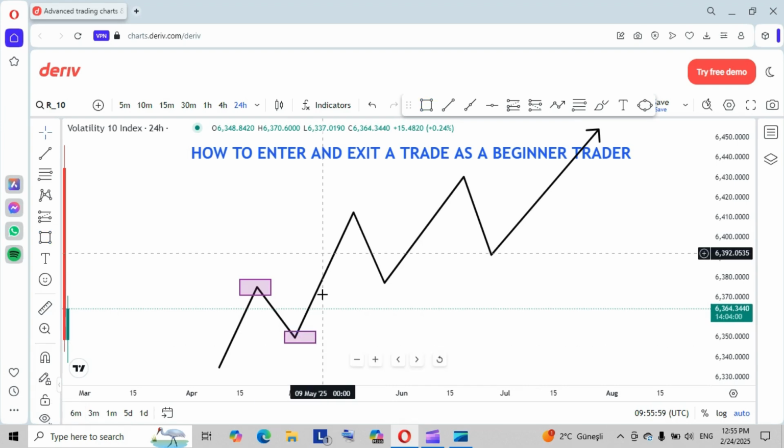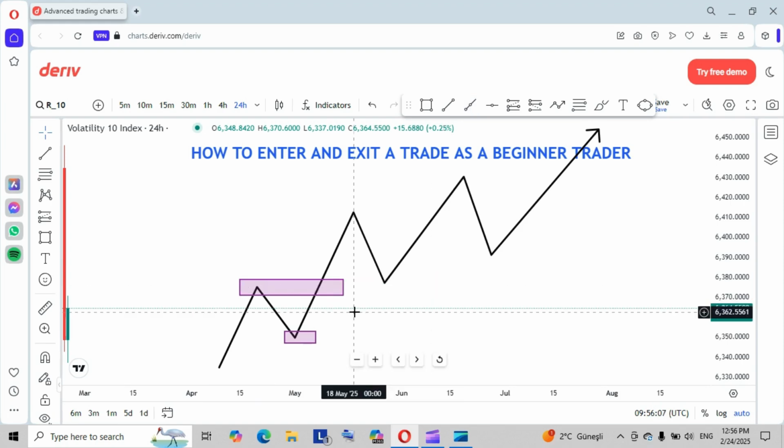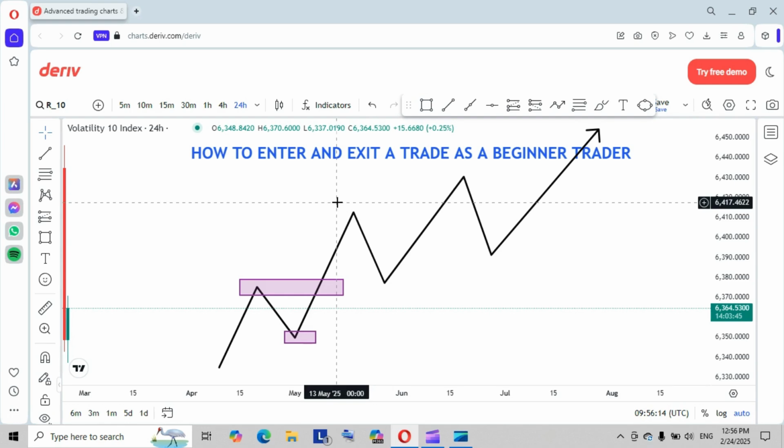So what do we mean by break of structure? Break of structure is when price passes through this previous high. So let's say this was $5 and the price moves up and forms a new high again. That is what we mean by break of structure. This can be a confirmation for you to enter a trade.